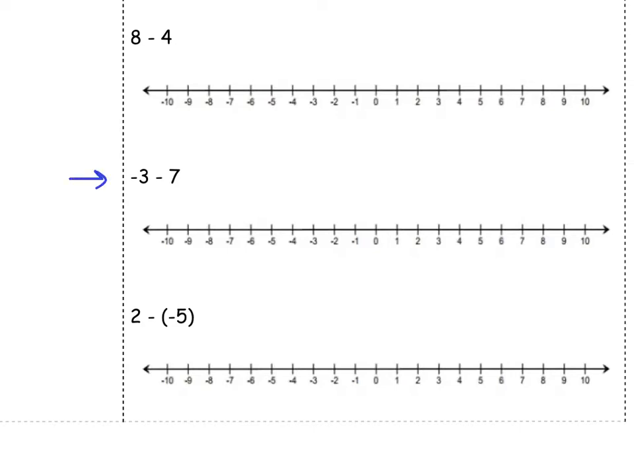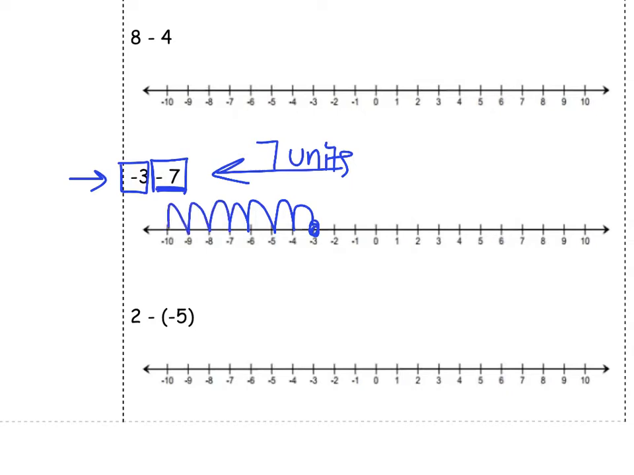If we look at this next one, it has -3 minus 7. So I'm going to start at -3, and then it says I need to minus 7 or take away 7. We can think of this as a -7, so I have to go down my number line, and I need to go down 7 units. So 1, 2, 3, 4, 5, 6, 7, and I end up at -10. So -3 and a -7 equaled -10.